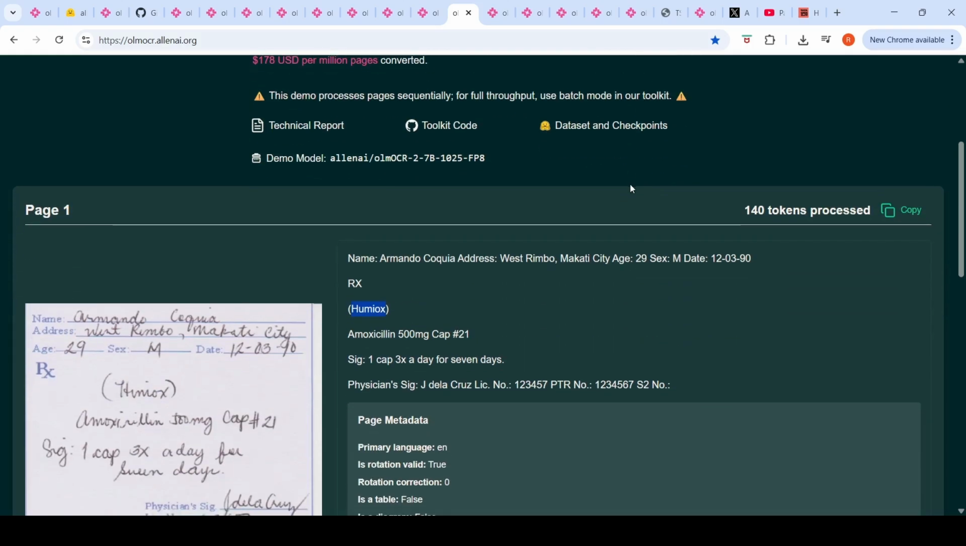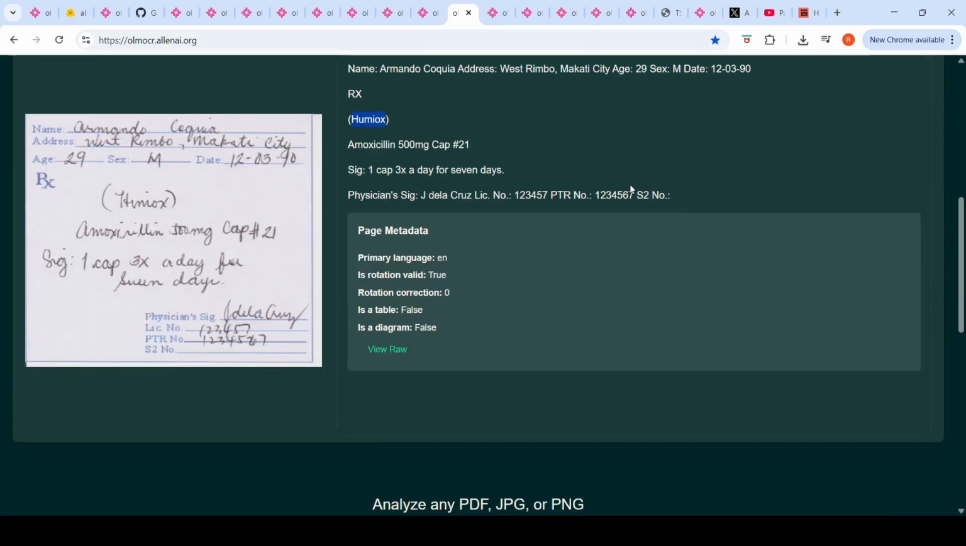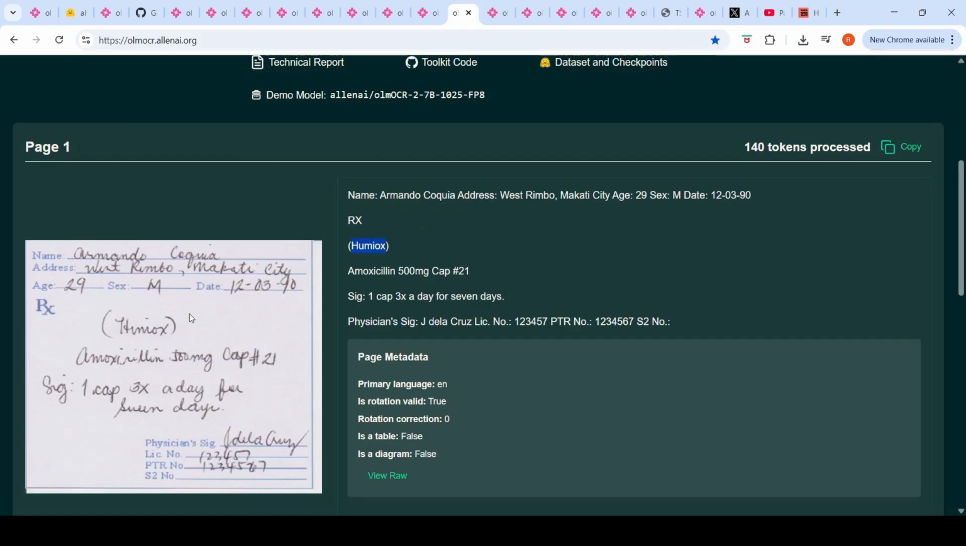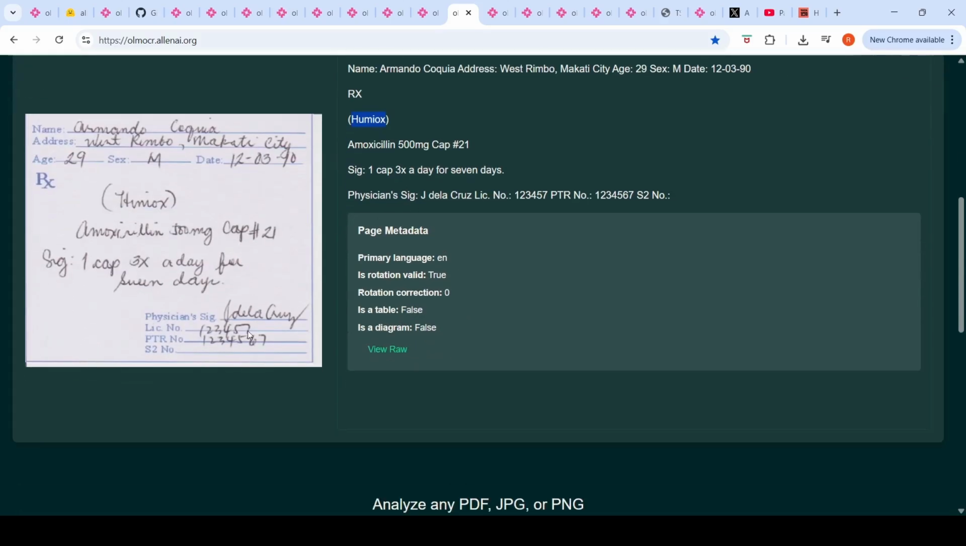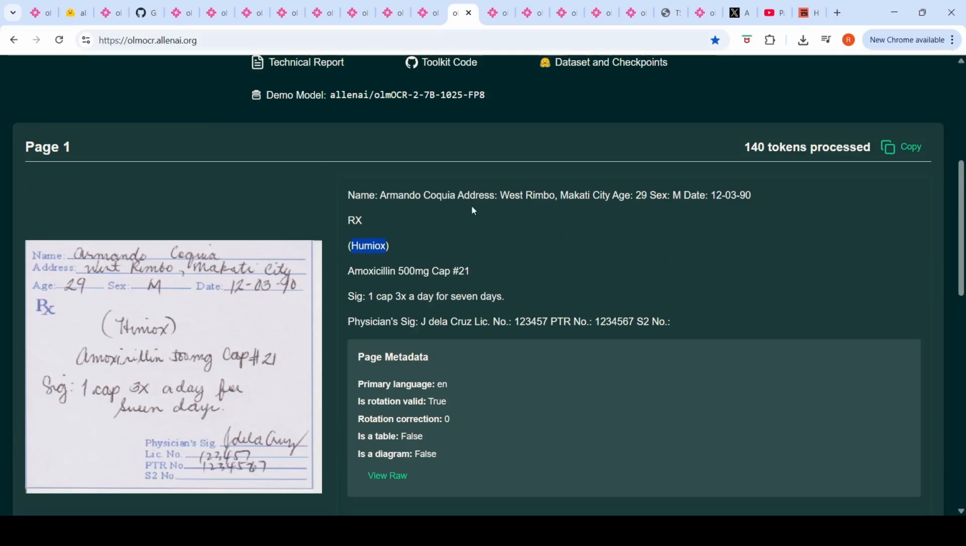I wanted to try out how this model works on handwritten data. So this is a doctor's prescription. Over here, if you see, it has pulled out a lot of things properly, like amoxicillin 500 mg capsule, 21 numbers, and then it says SIG 1 cap 3x a day for 7 days, right? The signature De La Cruz. It could be J or it could be I over here, but the numbers have been pulled out properly. Armando Coque, the name has been pulled out properly. The rest of the things have been pulled out properly.